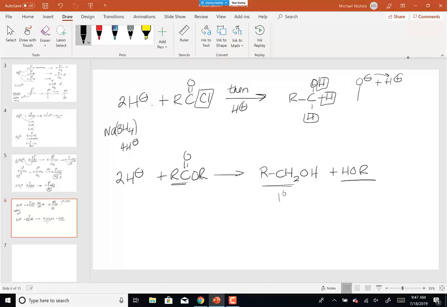And this is where some books say you can't use sodium borohydride with an ester, although that's not true, you can. This is where you have to use the stronger lithium aluminum hydride. But either one of those will work. So this is a second class of reactions, basically.